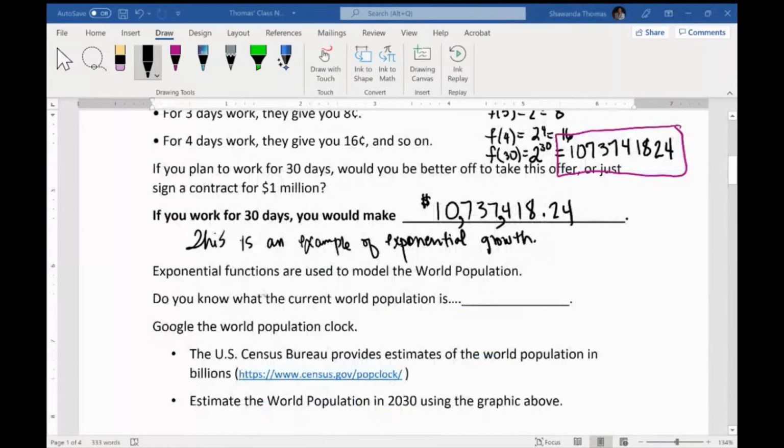All right, exponential functions are also used to model the world population. Does anyone know what the current world population is? Like 8 billion or almost 8. Okay, let me go to the internet right quick. Let me stop sharing this and show you the world population clock.